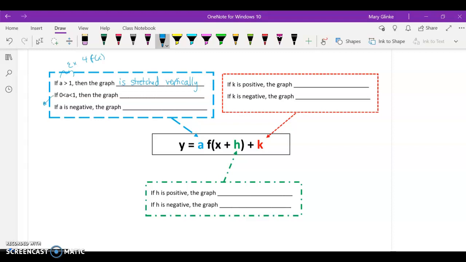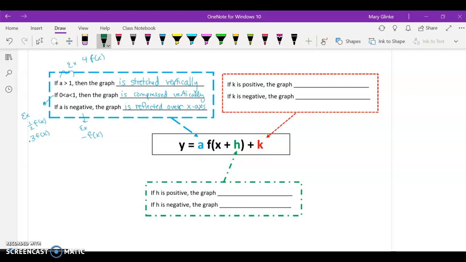If A is in between 0 and 1, for example, if you had a fraction out in front, or a decimal, like 0.3, then your graph is going to be compressed vertically. So it's going to get half as tall or 30% as tall. If A is negative, for instance, if you had a negative out in front, the graph is going to be reflected over your x-axis. That's your flip.